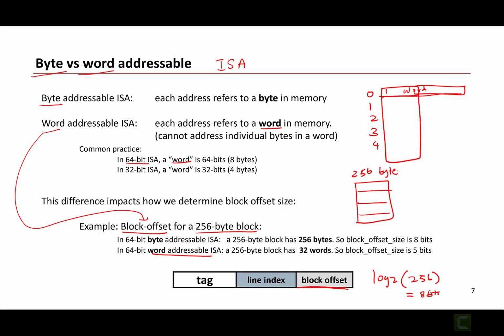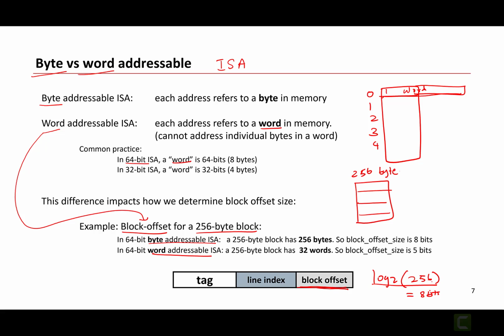So all that matters is how many addressable data items I have in a cache block. That's what matters when you're trying to compute your block offset. If it is a byte addressable ISA, the number of addressable data items is exactly the same as the number of bytes, and that's why this computation was correct.